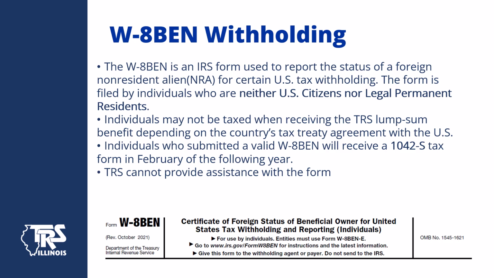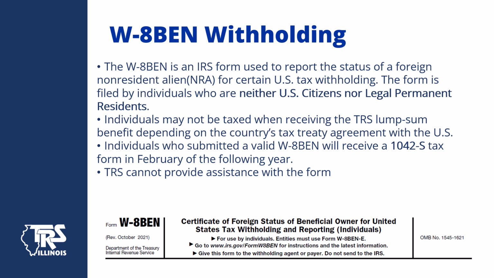Our J-1 visa members should consider submitting a W-8 BEN. The W-8 BEN is a form from the IRS used to report the status for a foreign non-resident alien for certain U.S. tax withholdings. The form can be located by searching W-8 BEN in a search browser. TRS cannot help you fill out the W-8 BEN.